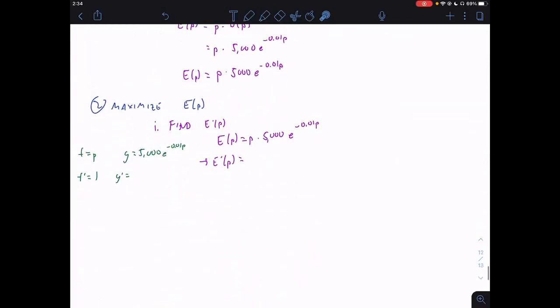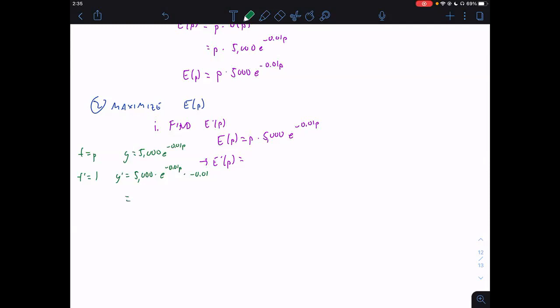So here you're going to take, and again, 5,000 is just a constant coefficient up front, so that doesn't really matter. So we're going to take 5,000, then multiply by the derivative of our exponential function, which would be itself e to negative 0.01 p, but then times the derivative of the exponent. And the derivative of the exponent here will be, well, let's see, what's the derivative of negative 0.01 p? Well, if p is the first power, and this is the coefficient of this variable, then the derivative of negative 0.01 p is just negative 0.01.